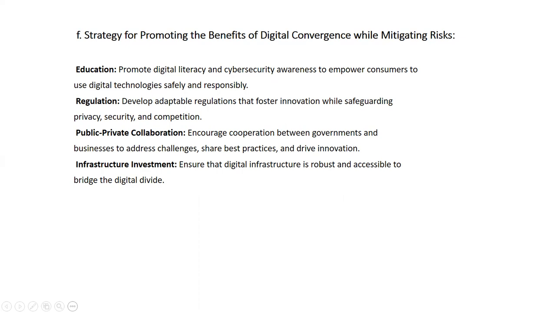The other thing is regulation. Develop adaptable regulations that foster innovation while safeguarding privacy, security, and competition. In this way, you can use two-factor authentication over the internet that helps the safety of users on the internet. Those verify whether users are the real users of the information. This improves security. Then public-private collaboration: encourage cooperation between governments and businesses to address challenges, share best practices, and drive innovations. That one is self-explanatory. Then the last one is infrastructure innovation.